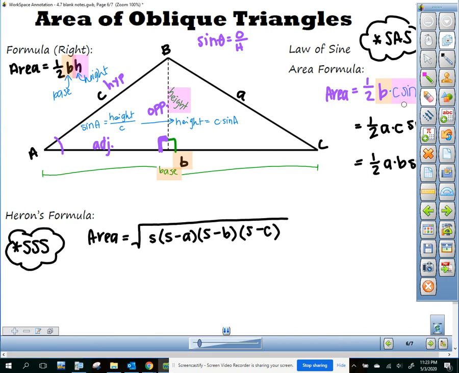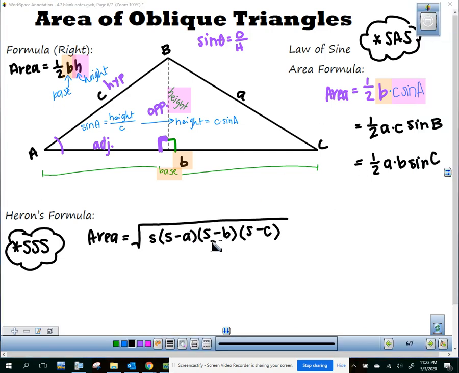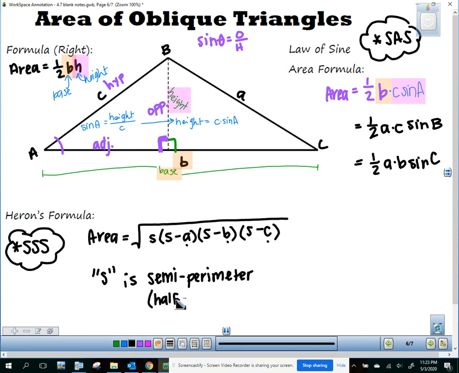Now, the lowercase a, b, and c there correspond to the side lengths of the triangle. The S variable is the semi-perimeter. We know perimeter is all the way around a triangle or any figure. The semi-perimeter is half the perimeter. So to find your S, if you know all three sides, you would add them all together and divide by 2. So let's give that a shot.